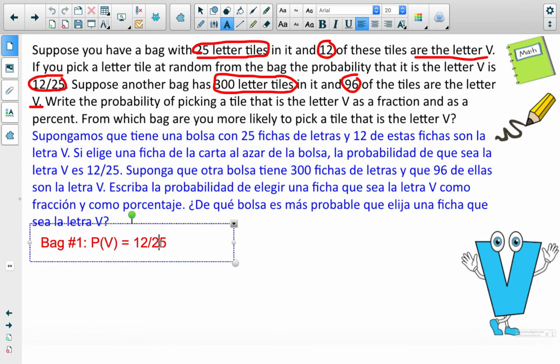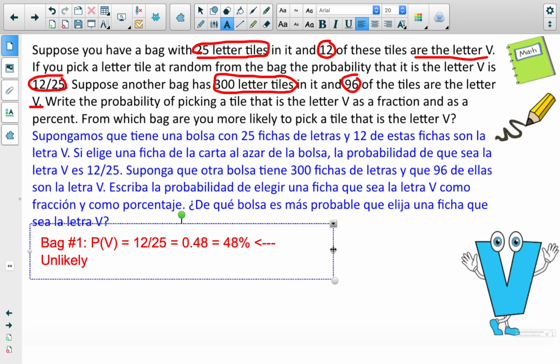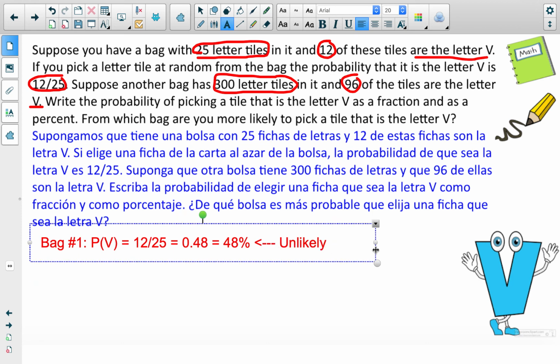All right. Well, 12/25ths, if I just divide that, gets a value of 48/100ths, which as a percent is 48%. So that original bag is unlikely. It is almost equally likely because you're close to a 50-50 shot, but it is still below 50%. It is below a half.